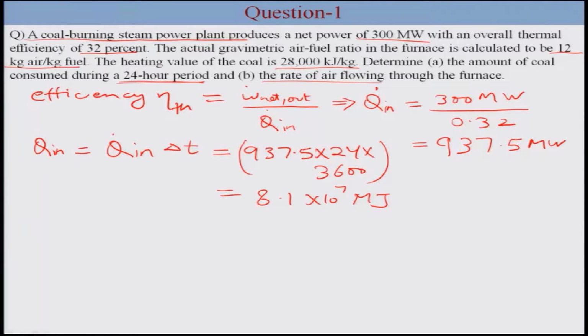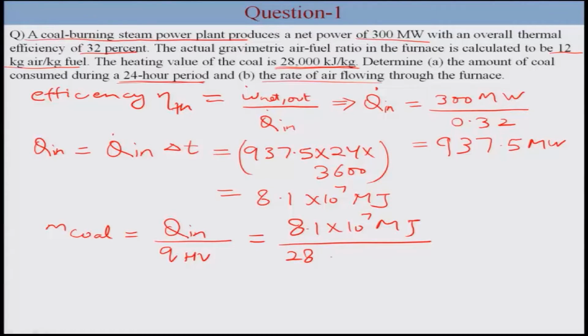We know the heating value of the coal. From this we can calculate the amount of coal consumed. So the mass of coal would be the heat which is given as input divided by the heating value of coal, QHV. So 8.1 into 10 to power 7 megajoules divided by the heating value of coal, 28,000 kilojoules, which can be written as 28 megajoule per kg. This is equal to 2.893 into 10 to the power 6 kg.